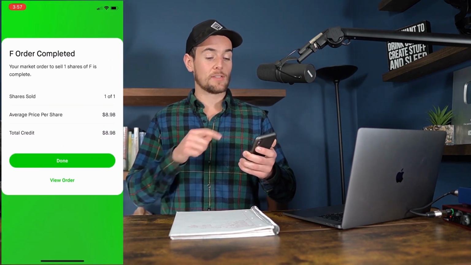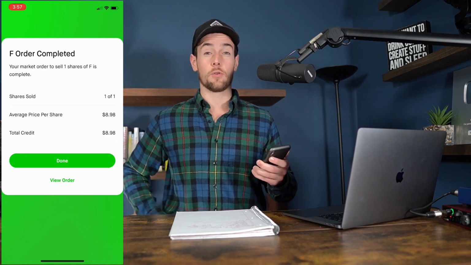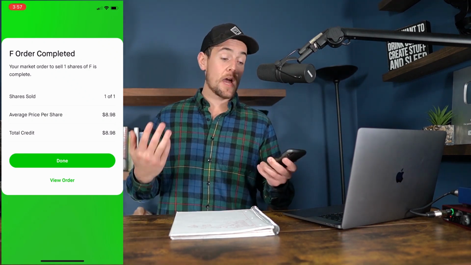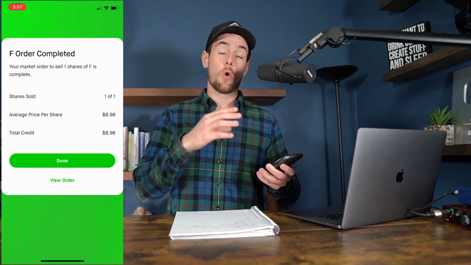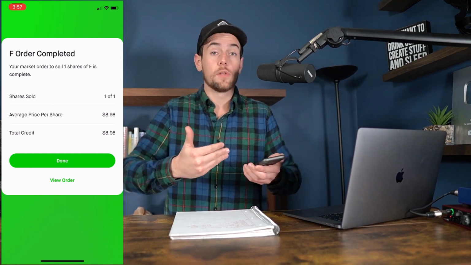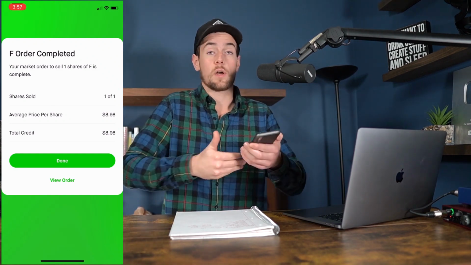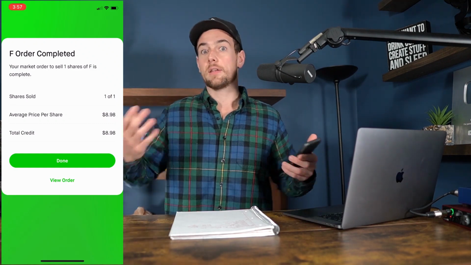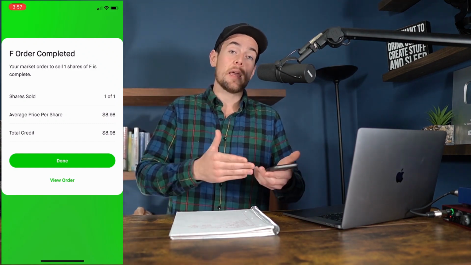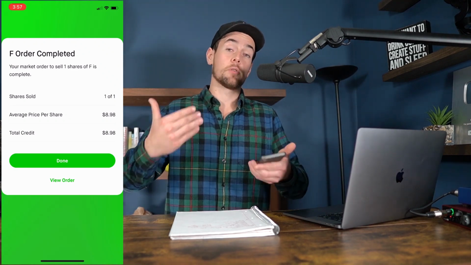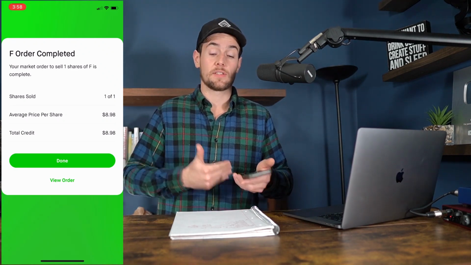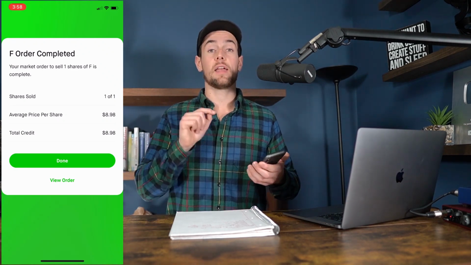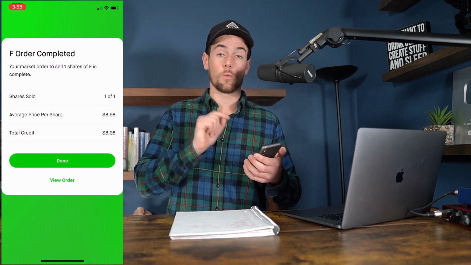And just like that, I sold my share of Ford stock for $8.98. So I actually lost 2 pennies holding on to that stock. Your goal is to make money when you sell, so you'd want to buy Ford for like $9 a share and sell it for maybe $10. That would mean that you made $1 of capital gains while holding on to that stock. So that is how you sell a share of stock on Robinhood.